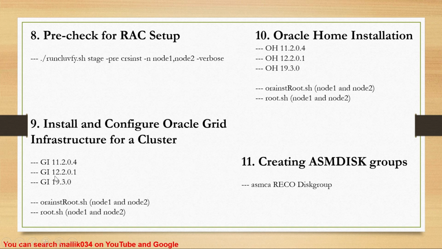I'm going to create node 1, node 2, node 3, node 4, node 5, node 6, and then a 2 node cluster. I'm going to use 2 nodes for 11g, and 2 nodes I'm going to use for 12c, and 2 nodes I'm going to use for 19c.